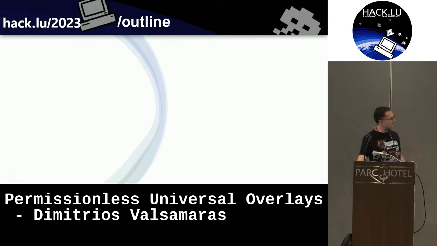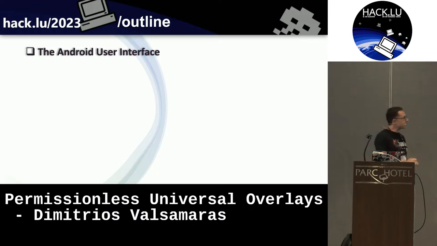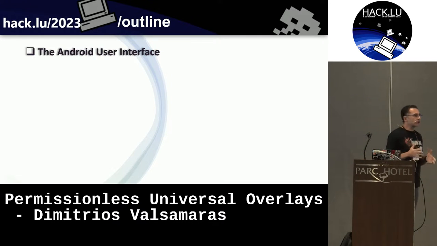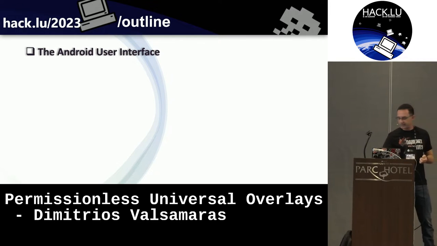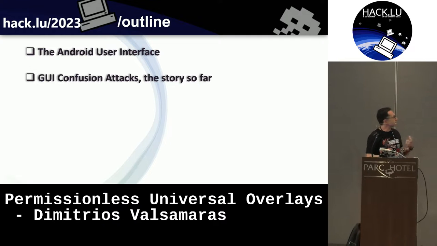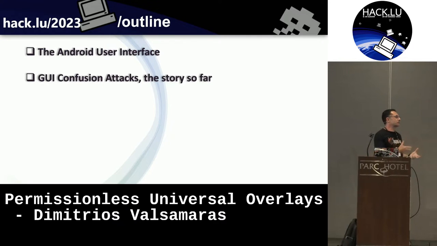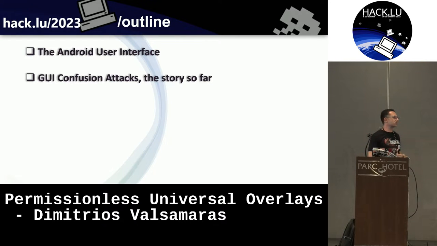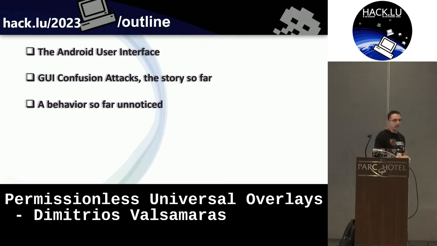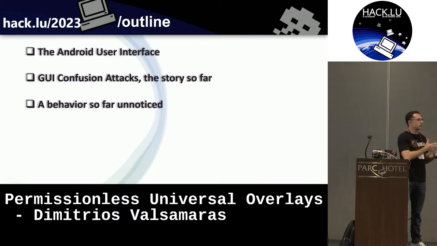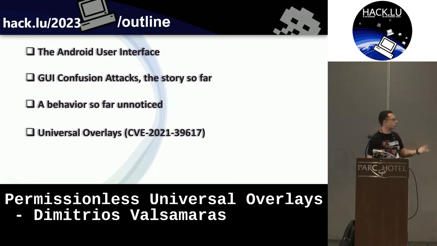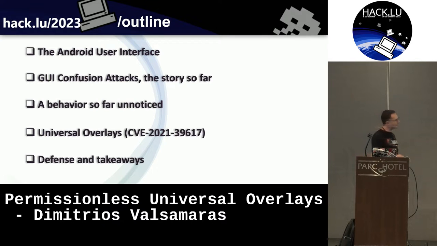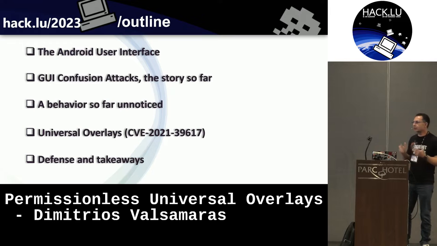With that being said, let's jump right into the outline of this briefing, which consists of the following topics. First of all, we're going to talk about the Android user interface, some basic concepts and definitions that I'm going to use during this briefing. Then we're going to show you some GUI confusion attacks. What is the story so far? What has been presented during the last years when it comes to the Android user interface? Then I'm going to demonstrate a behavior which so far was unnoticed. The attack that I'm going to show you today, the universal overlays attack, was inspired by this specific behavior. Finally, we're going to see some defenses and takeaways when it comes to GUI confusion attacks and to this specific one.